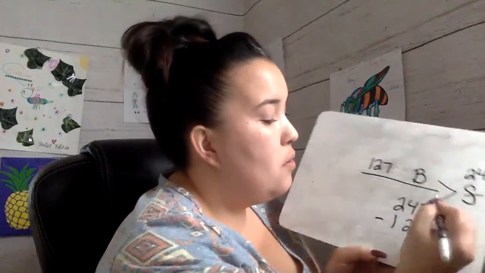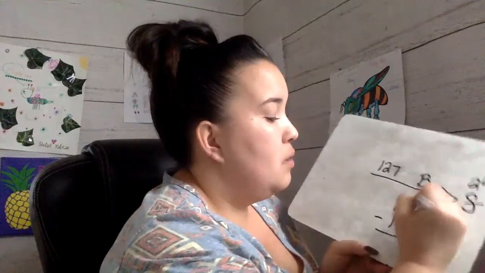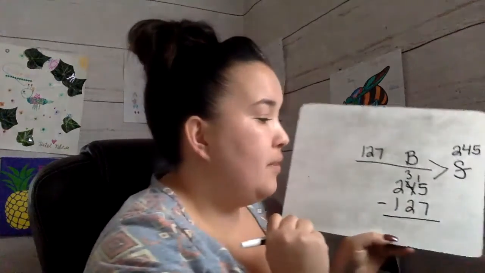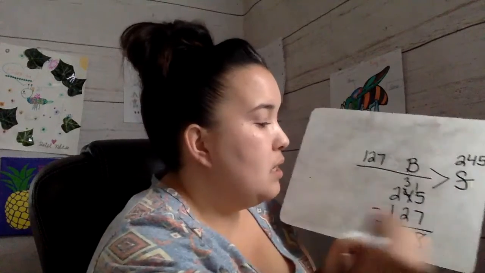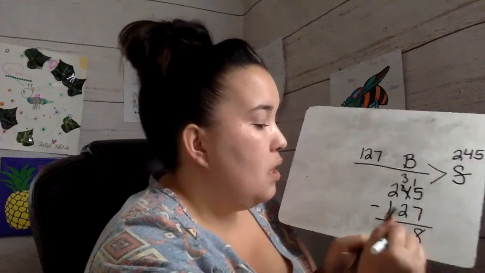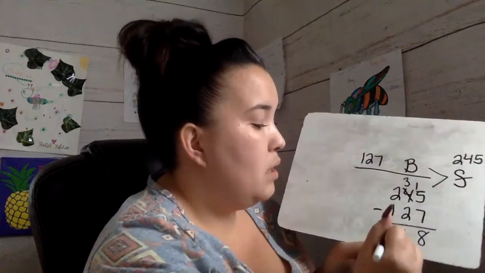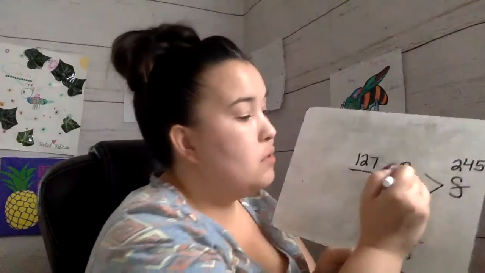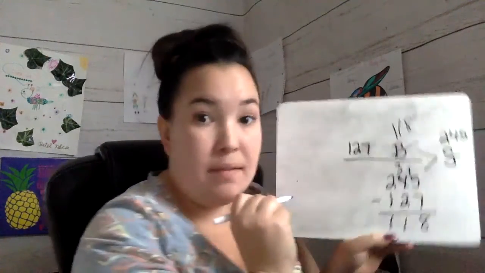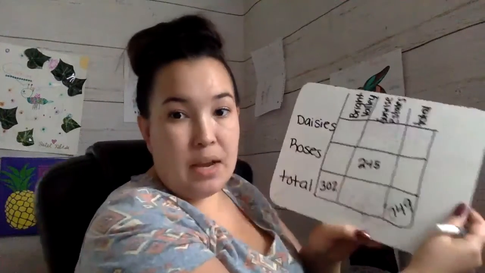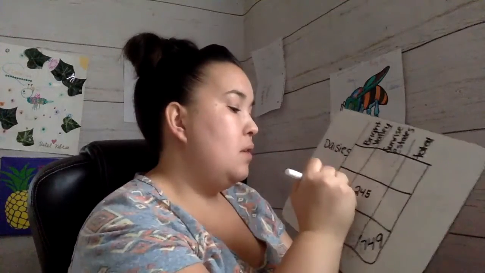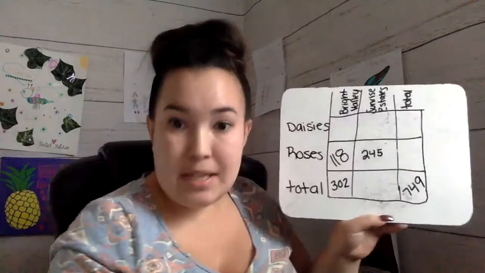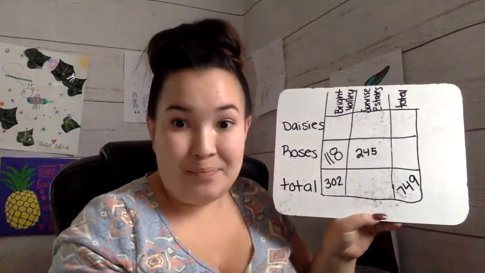I have to borrow, so this becomes 3, that becomes 15, and then I can go all the way through. 15 minus 7 is 8, 3 minus 2 equals 1, and 1 minus 1 equals 0, so the answer is 118. So there are 118 roses in Bright Valley. Then I come over here to my roses again, and I can put 118 roses in Bright Valley. Great job.